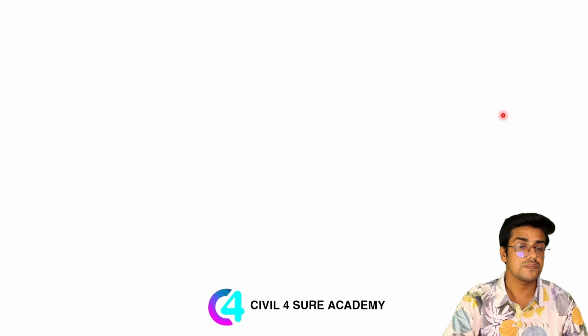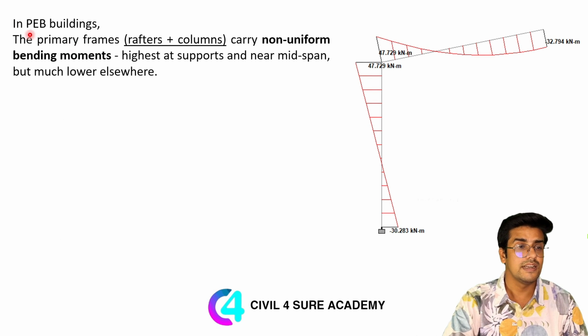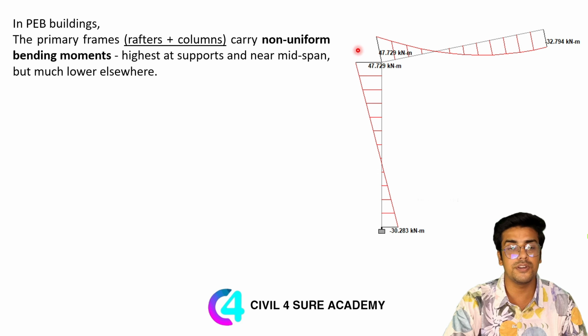So we can say that in PEB buildings, that is pre-engineered buildings, the primary frames, that is the rafter and the columns, carry non-uniform bending moments. The bending moment is not uniform, it is changing. We can see it is maximum, it goes to zero, and then it increases again.